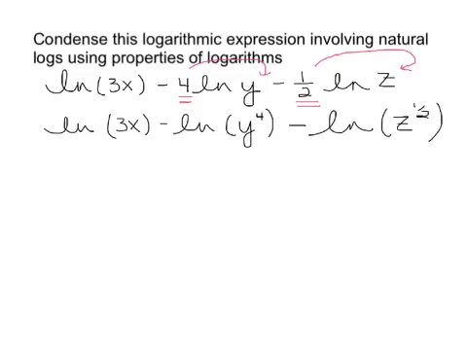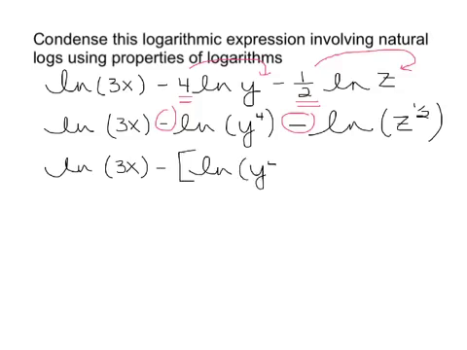Now next what we're going to do is, if you notice, the second and the third term both have a minus. So what we're going to do is factor out that minus to be extra clear, and inside we'll have the natural log of y to the 4th plus, because we took out the minus, the natural log, and instead of z to the 1/2 I'm going to rewrite that as the square root of z. It means the same thing.